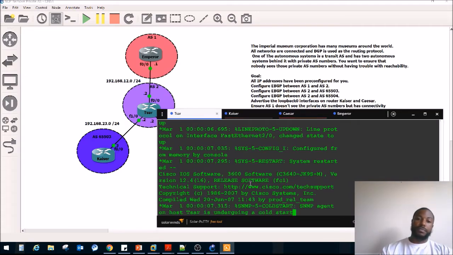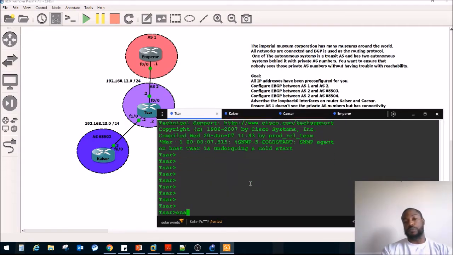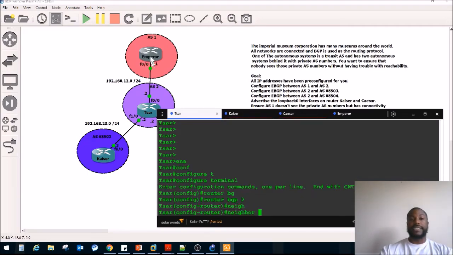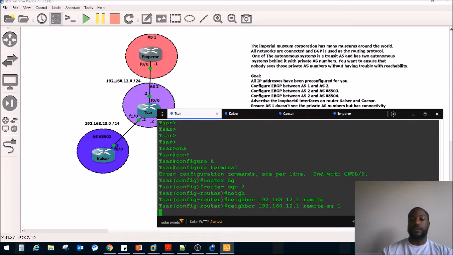So we're in router Czar. We're going to go to privileged exec, global config mode, and we're going to do the same thing, and hopefully BGP comes back up, right? We're going to say router BGP, he sits in AS2, right? And his neighbor is this guy, who is 192.168.12.1. Remote AS sits in AS1. All right, so BGP should come up shortly.